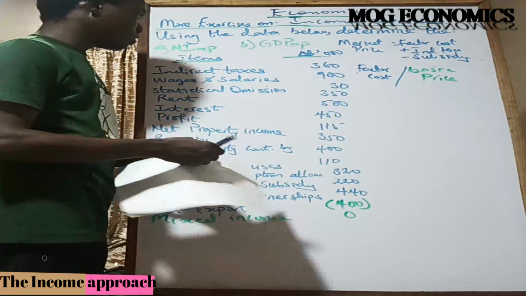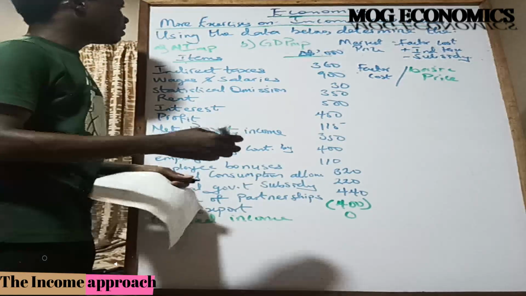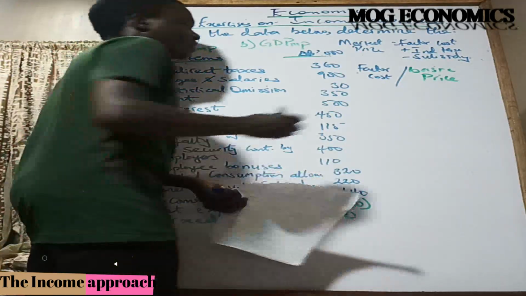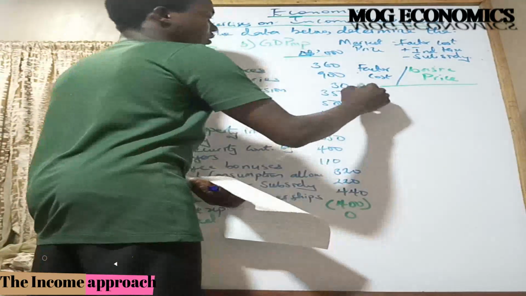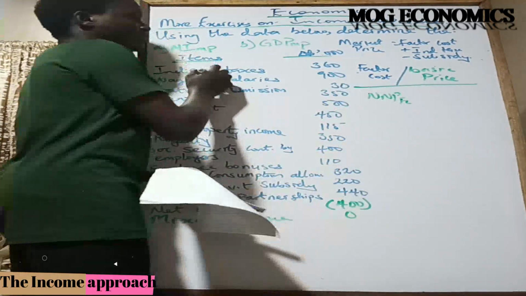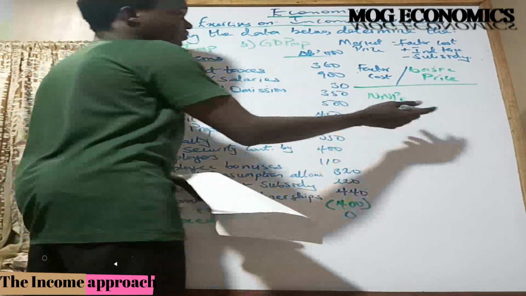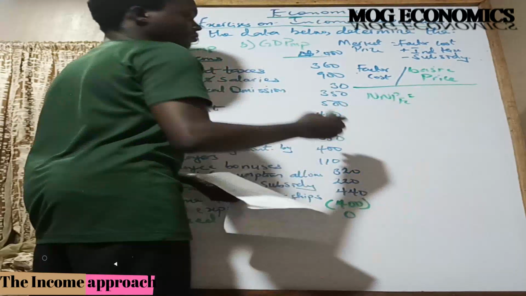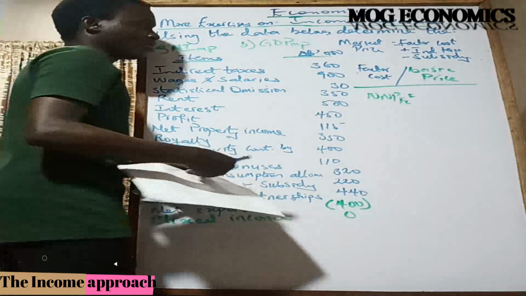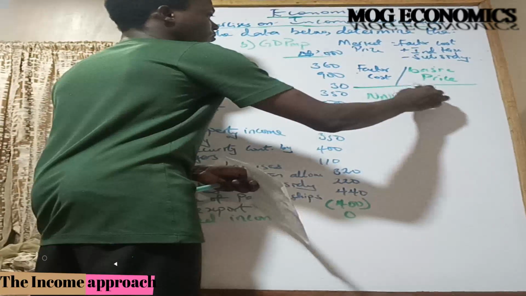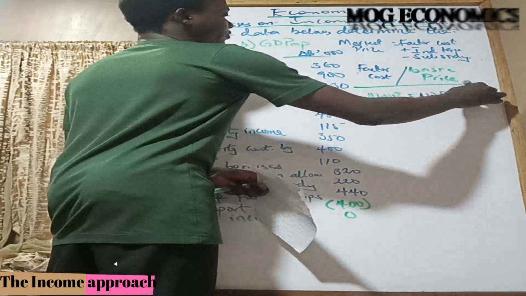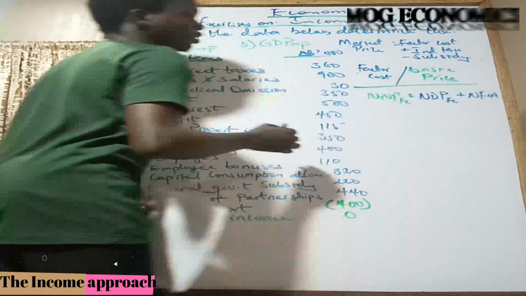So let's proceed with the solution. First, you get NI at market price. NI is the same as NNP at factor cost. Since this is at market price, NNP at factor cost on its own is the NDP at factor cost that we are going to get, then plus NFIA, that's net factor income from abroad.